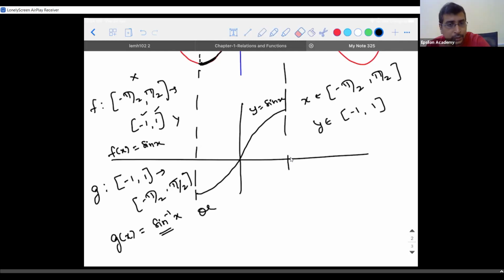This is nowhere used in CBSE. They will call it arc of sine x. If you know this name, it's enough. So the other name for inverse function is arc function also. I can call it arc of sin x. Arc, the part of the curve, part of the circle. Guys, are you able to visualize this?